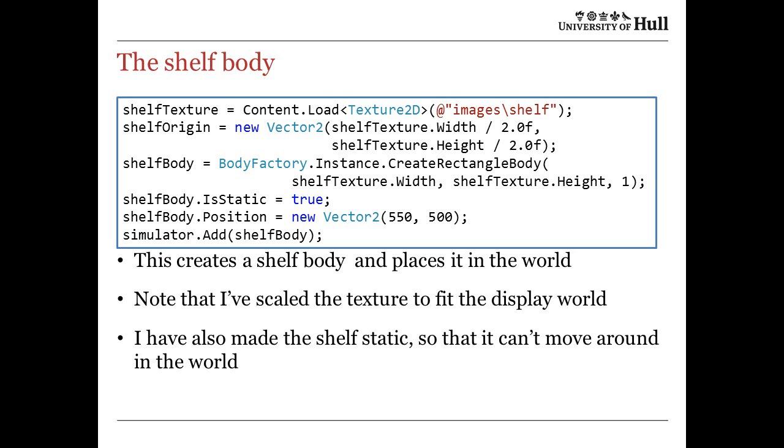So I'm using my texture dimensions to make the size of everything work correctly. I then make myself a body by calling this body factory method, which will make me different kinds of bodies. I want a rectangle, I want it this wide and this high, and I'm giving it a mass of 1. Mass is interesting when you start combining objects. The way they interact depends on their relative masses, but in this particular case it doesn't make a difference because the shelf is static.